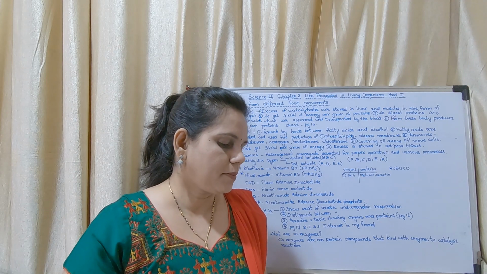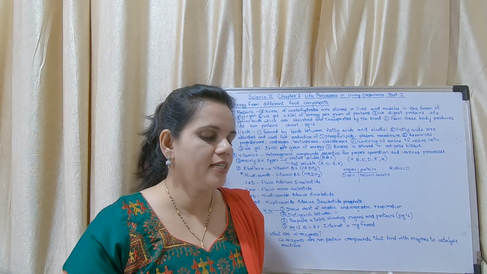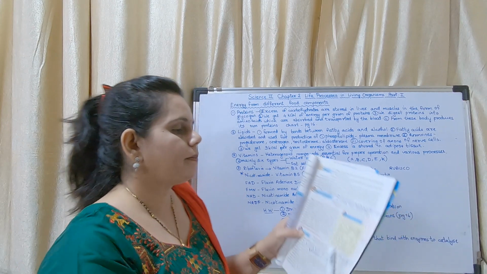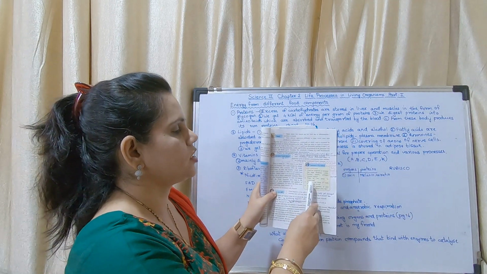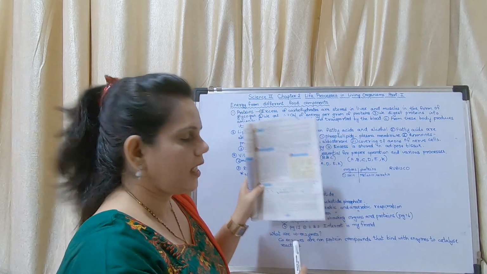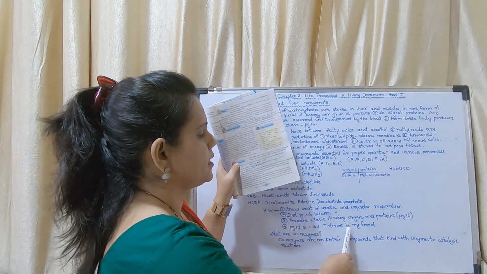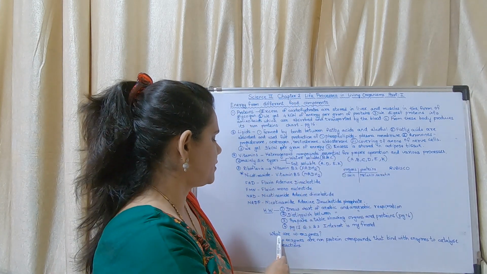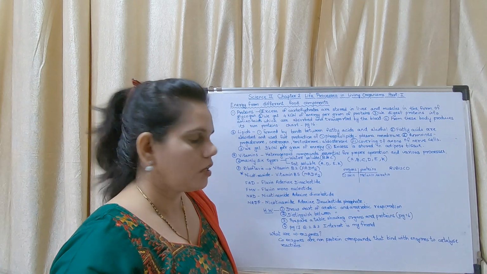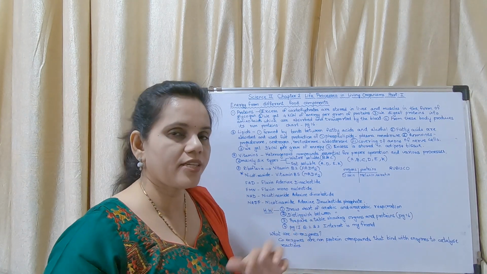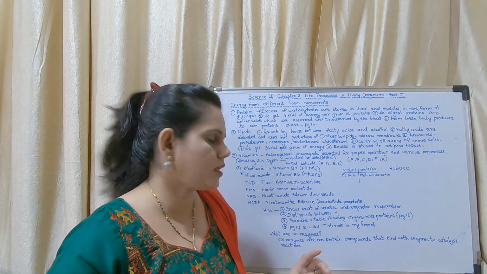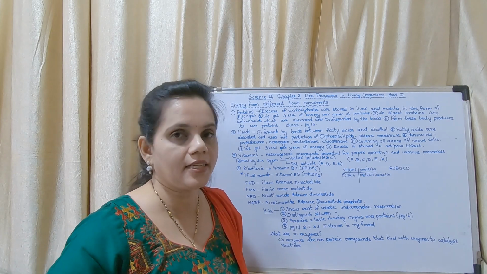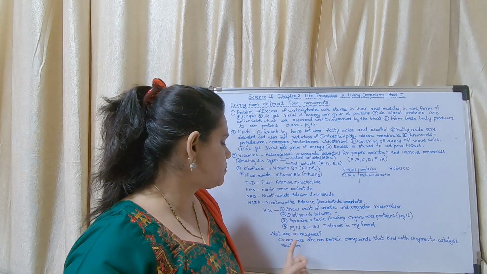So that is about the different nutrients. Now here on page number 17, there are two questions. Question number 2 and 3, I have given as homework. The answers I have written. What are coenzymes? Okay, second question. First and last questions they generally don't ask, but the answers are there in the notes. What are coenzymes?